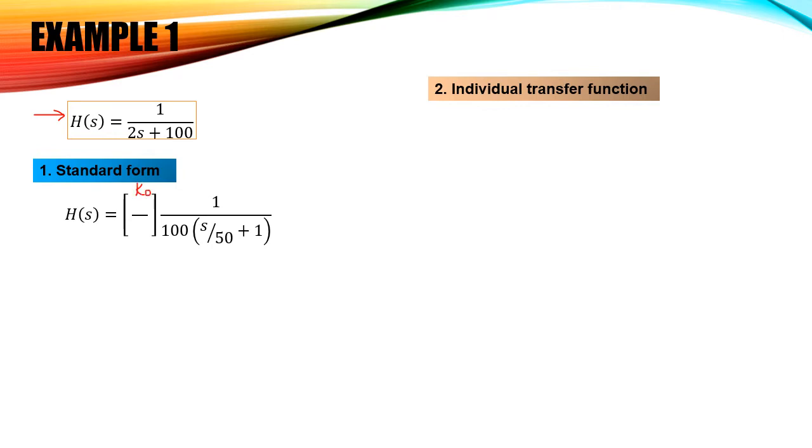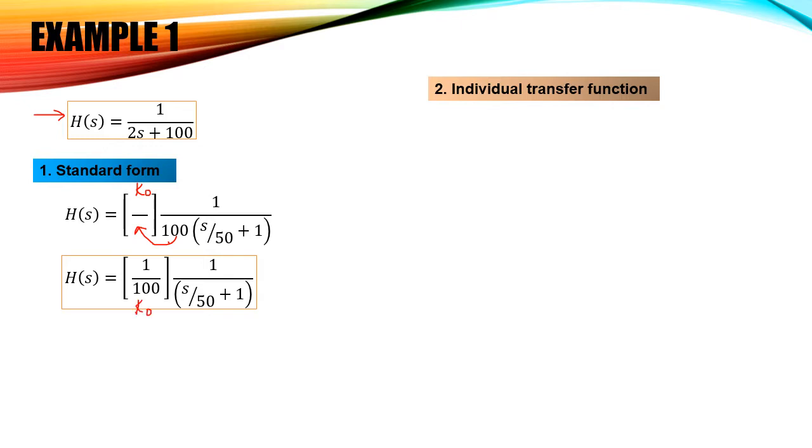You have to factorize the equation so that the s will be added by 1. In this case we took out the 100 as the factor. So the equation yields s divided by 50 plus 1 in the bracket. Now the 100 will be included in the constant equation. So you get the standard form transfer function with k naught as the constant, and you have the components on top and at the bottom.